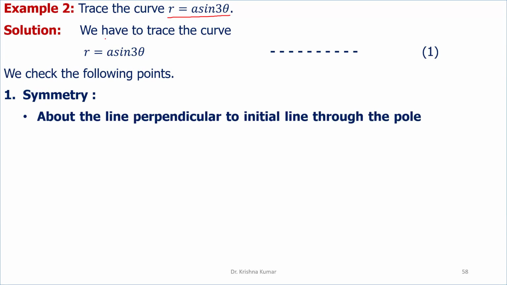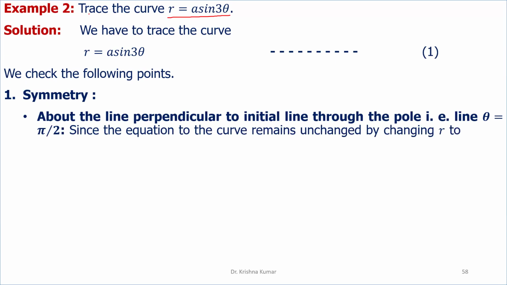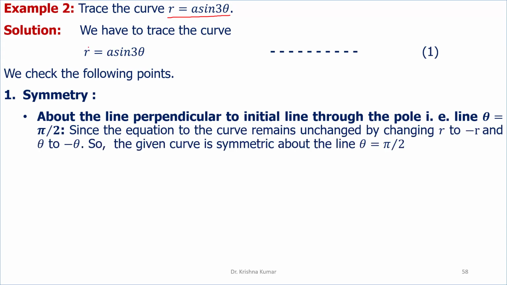Now here, the first point: we know that this Rose curve is not symmetric about the pole because the value of n is odd. Let us check whether it is symmetric about the initial line or not. If we replace θ by -θ, since it is sine, and sine is always an odd function, sin(-θ) is -sin θ. So it is also not symmetric about the initial line θ = 0.